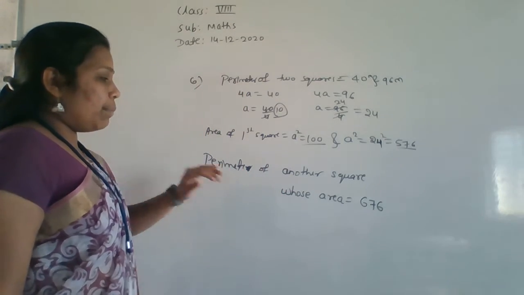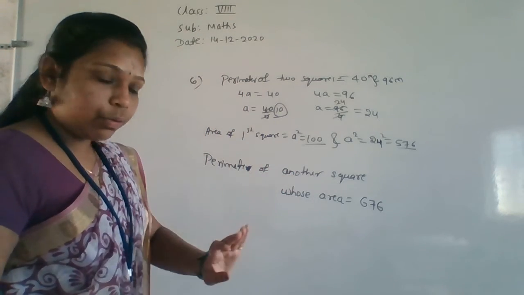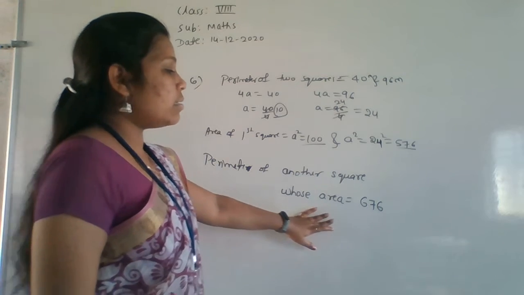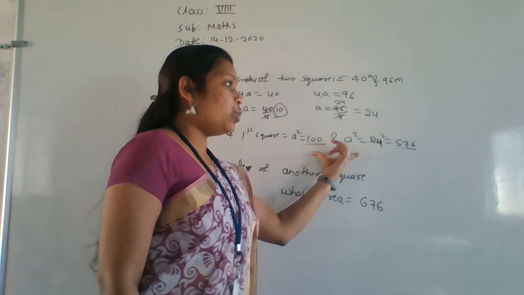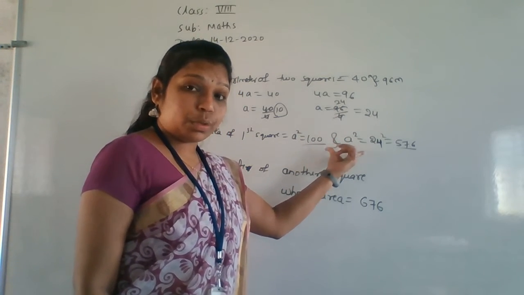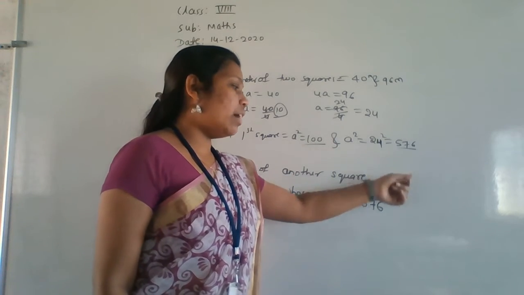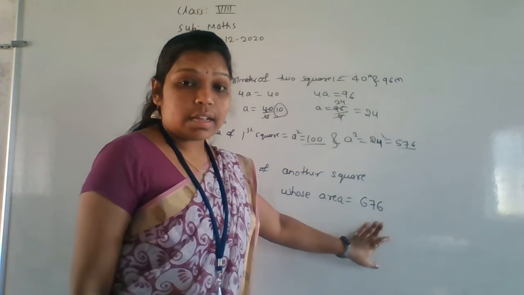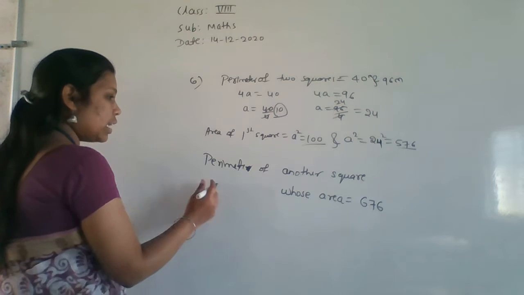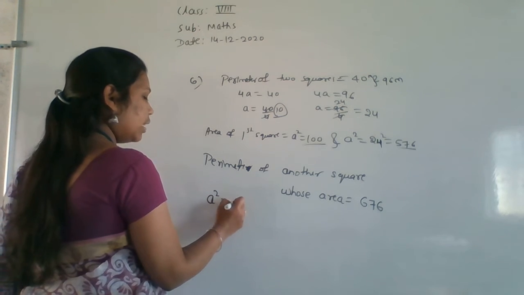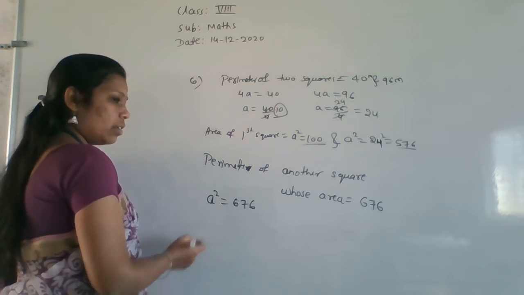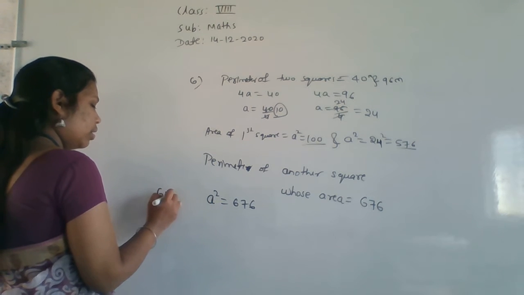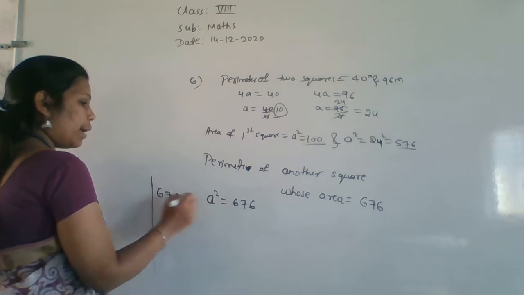Okay. So we have to find the perimeter of another square whose area is equal to the sum of these two areas. The sum of these two areas is 100 plus 576, that is equal to 676. Okay, now we have a squared is equal to 676. Find the a value. To find the a value, you have to find the square root of this one.